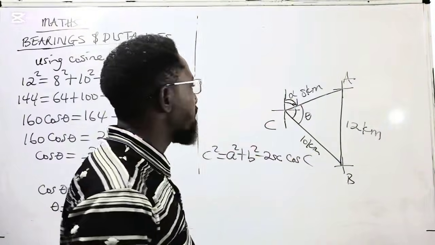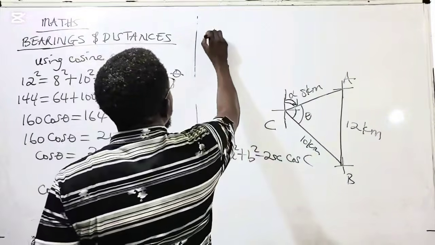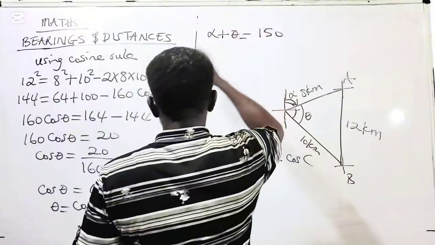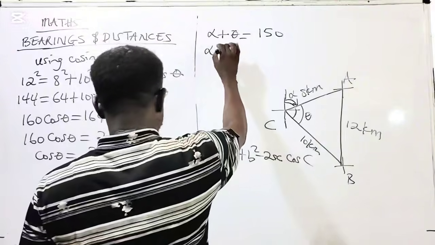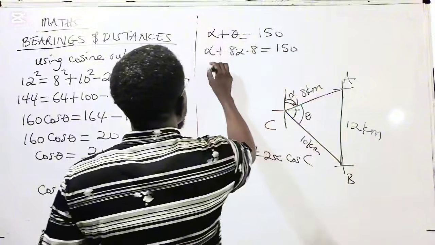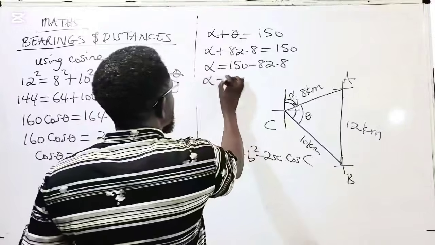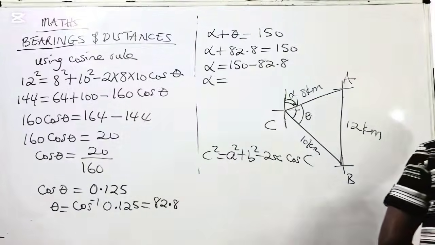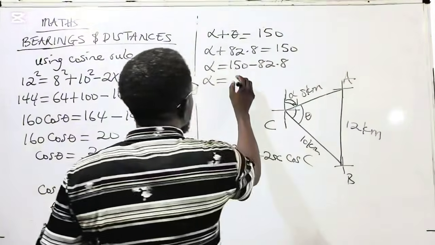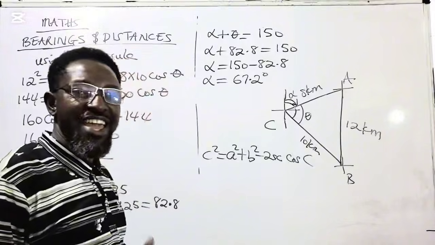So alpha is what we are looking for. That's the bearing of A from C. So I'll get alpha plus theta equal to the entire angle, which is 150. So we have alpha plus 82.8 equal to 150. So that alpha will now be 150 minus 82.8. That will give us about 67.2. So that is the bearing of A from C.